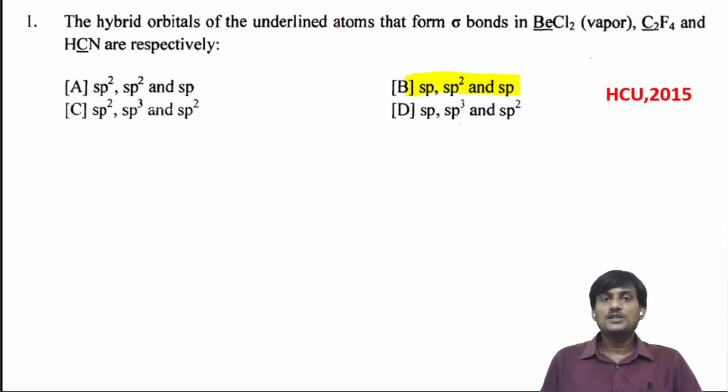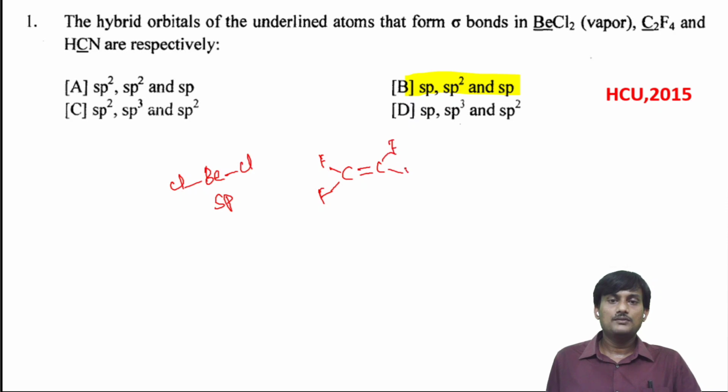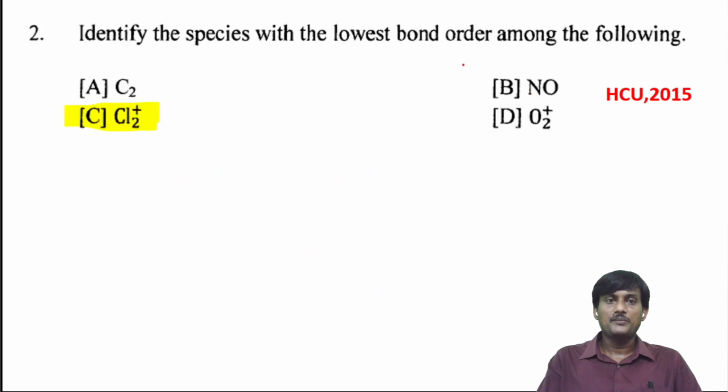The hybrid orbitals of the underlined atoms that form sigma bonds in BeCl2, C2F4 and C2N2. BeCl2 is linear in the vapor state, and the hybridization is sp. In C2F4, we have fluorine, fluorine and fluorine, fluorine, and here we have one pi bond, so it's sp2 hybridized. In the third, we have a triple bond, so the hybridization of carbon will be sp. So the correct option is sp, sp2 and sp.